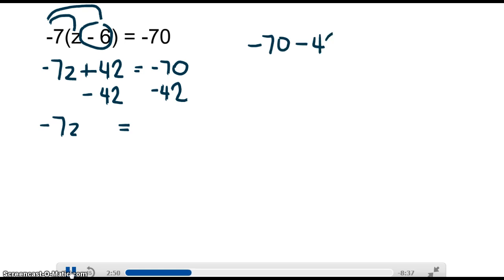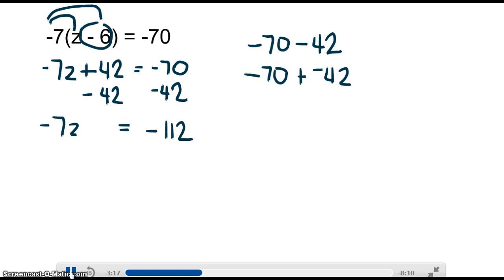Showing you, we have -70 minus 42. So I want to remind you guys about your integers because I know some of you are having problems solving your integers. So we have -70 plus a -42 because we did our keep change change, and that gives us a -112.